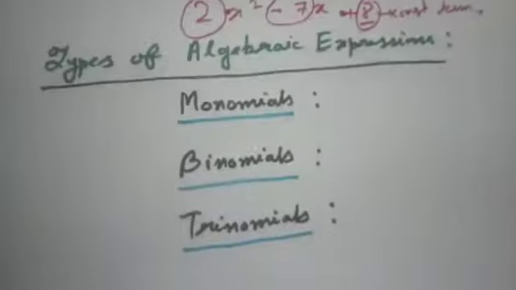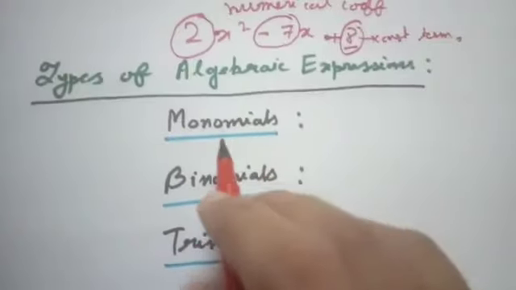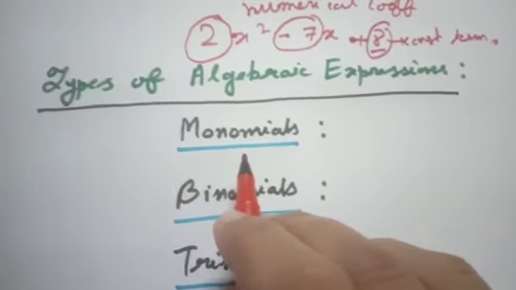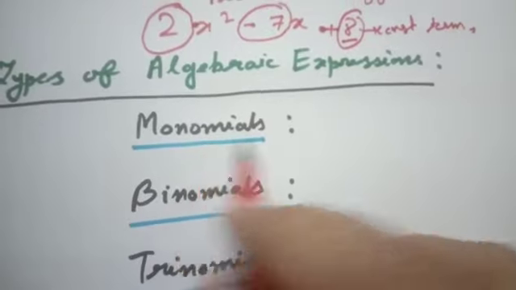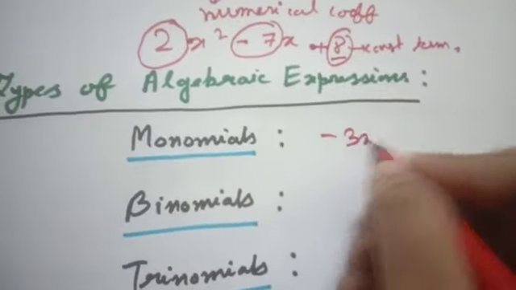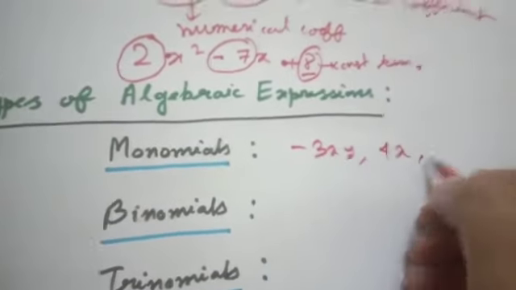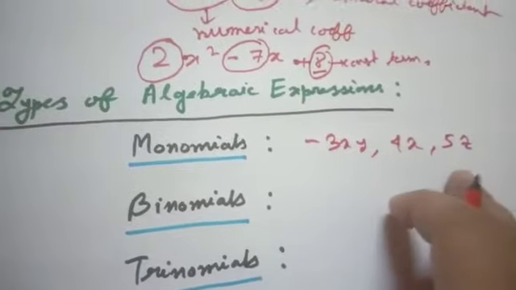And now we can define the types of algebraic expression. At first type is monomial. Monomial means an algebraic expression having just a single term. Example, minus 3xy, it is a single term. 4x, it is a single term. 5z, it's also a single term. So they are all monomials.